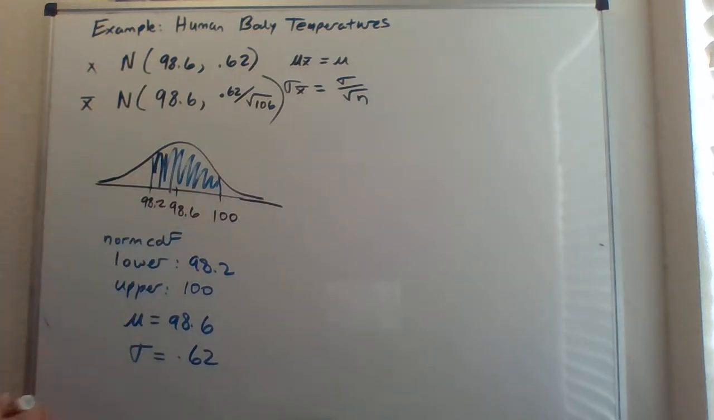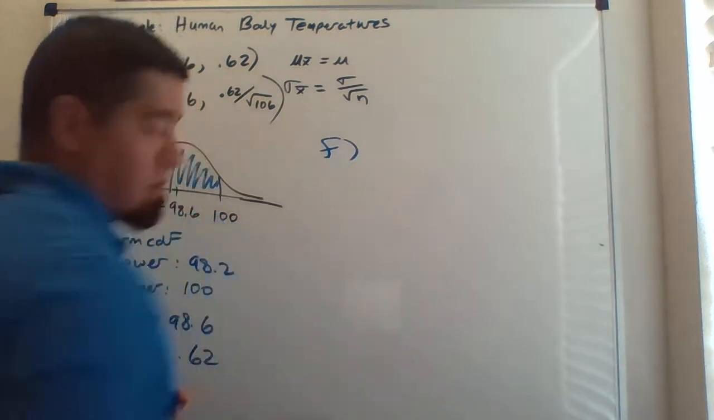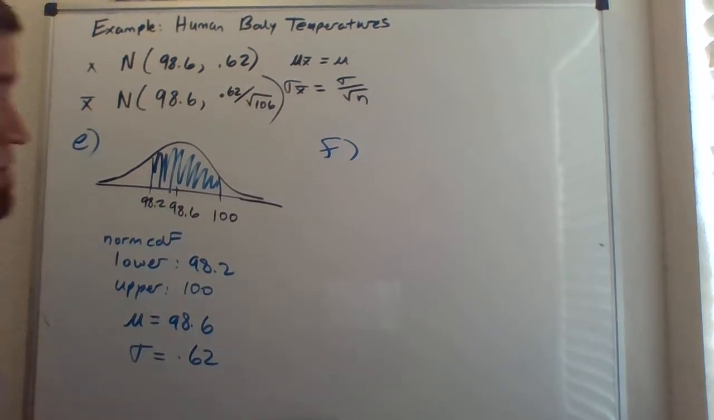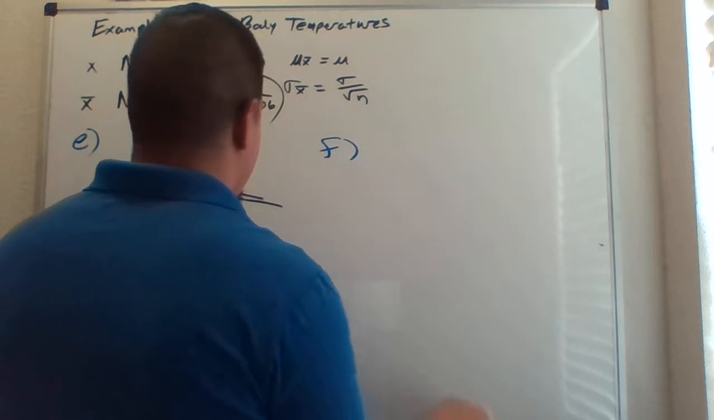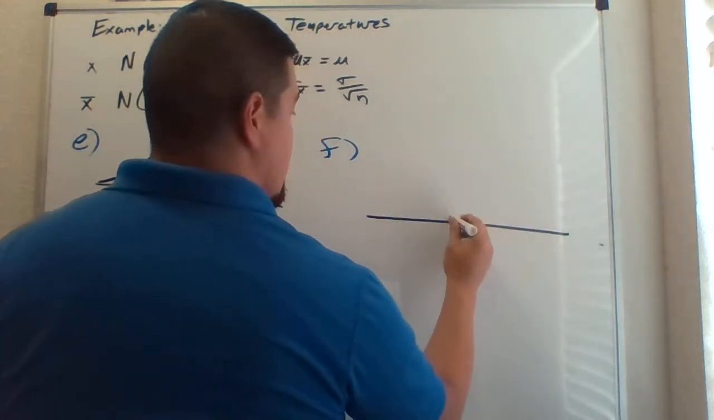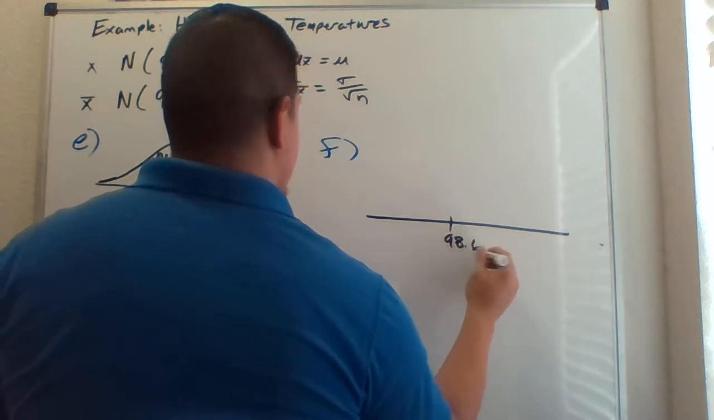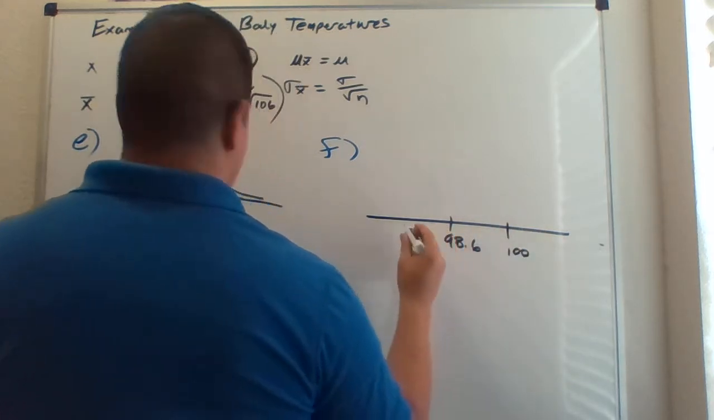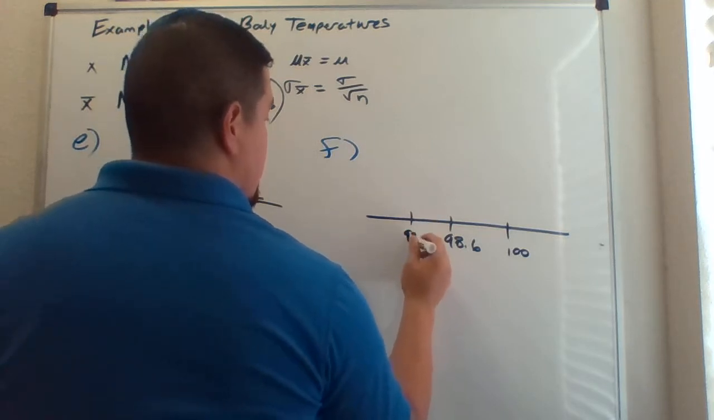So this is if that was C and D, we're on E. Okay, so E, we'll call it E, and then F is the follow-up one, which is a similar question. Find the probability of 8 randomly selected humans having a body temperature between 98.2 degrees and 100 degrees. So I'll try to draw it on a similar scale. 98.6, we'll go 100 about here, then 98.2 about here.